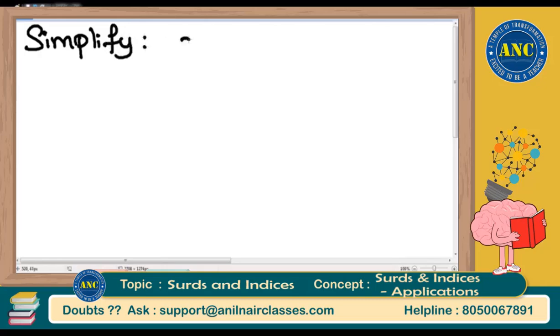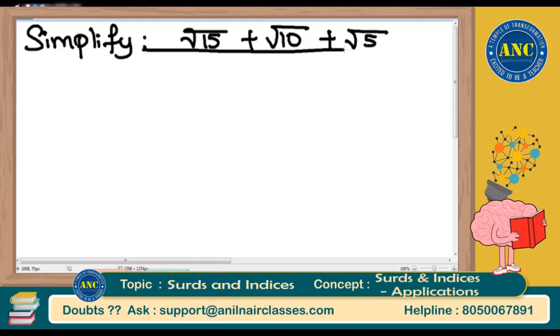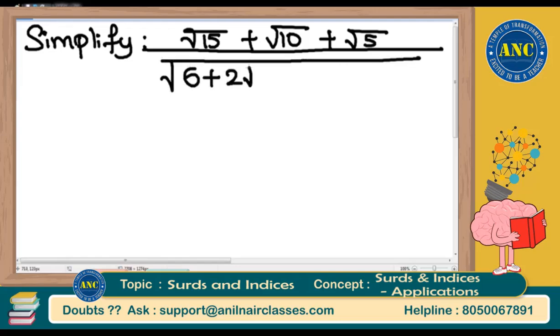Simplify: root 15 plus root 10 plus root 5, divided by the square root of 6 plus root 2, root 2 plus 2 root 6 plus 2 root 3. Very good question, sir. Keep listening to this problem very carefully, sir.